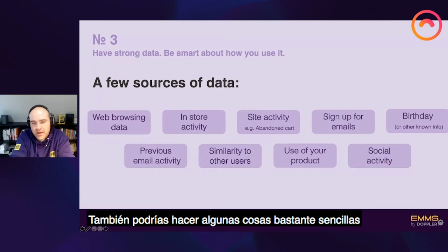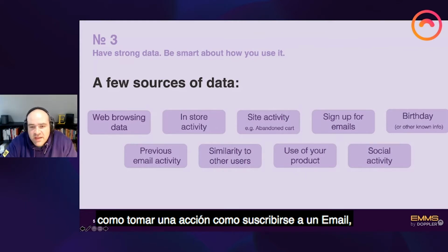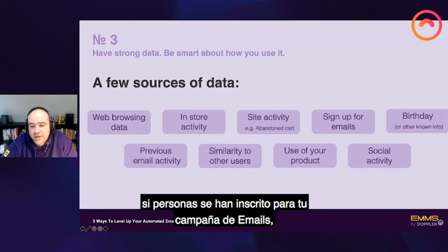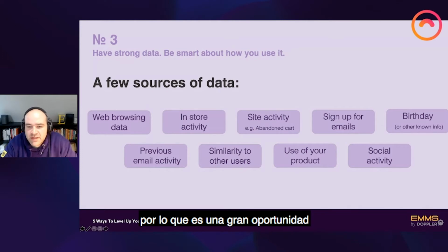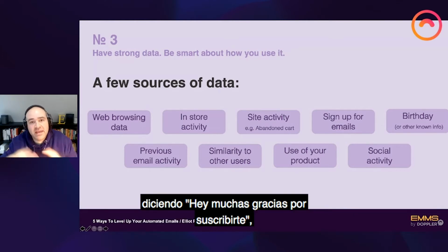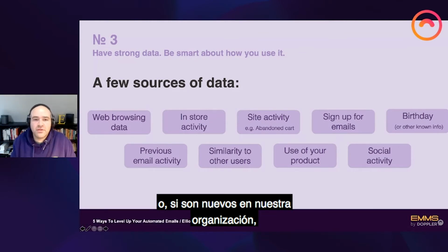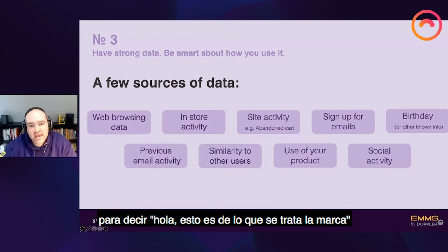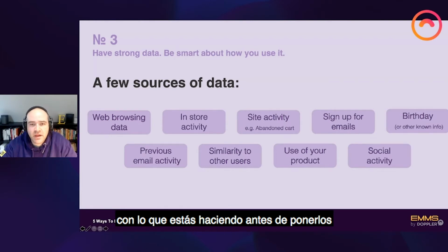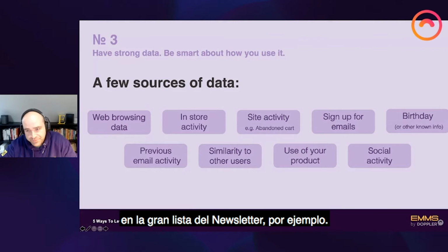You could also do some fairly straightforward things, like just take an action like signing up for emails. If people have signed up for your email campaign, they're showing you that they're very engaged with your brand at that point. So that's a great opportunity, not just to send a confirmation email saying, hey, great, thanks for signing up, but also maybe we could put some offers in there. Or if they're new to our organization, they haven't really heard about what we're doing, we could start sending them a little sequence to say, hey, here's what we're all about. Maybe you could put some discounts in there over the sequence to get them up to speed with what you're doing before you put them into the big newsletter list, for example.